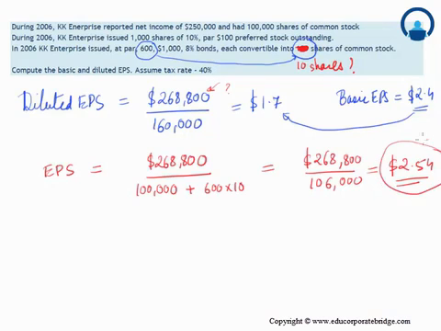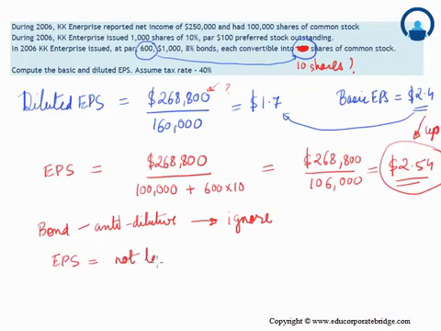Now compare this with the basic EPS. You will note that this increases. So instead of dilution, it is actually an anti-dilutive security now. So the bond can be anti-dilutive as well. And if this is anti-dilutive, you will just ignore that there were any convertible securities in this, and in the calculation of EPS you will not take these anti-dilutive securities.